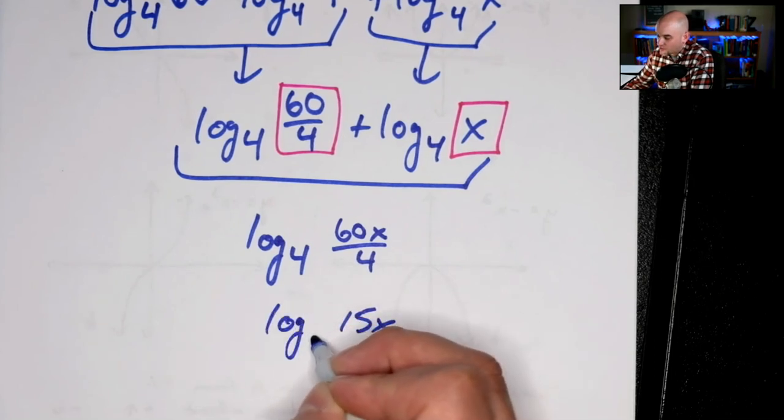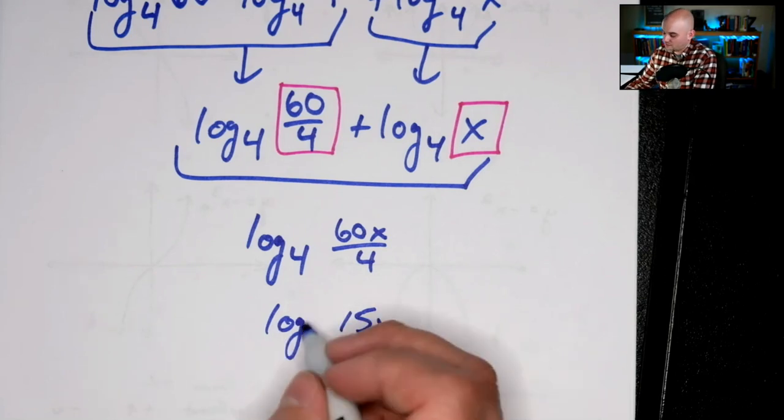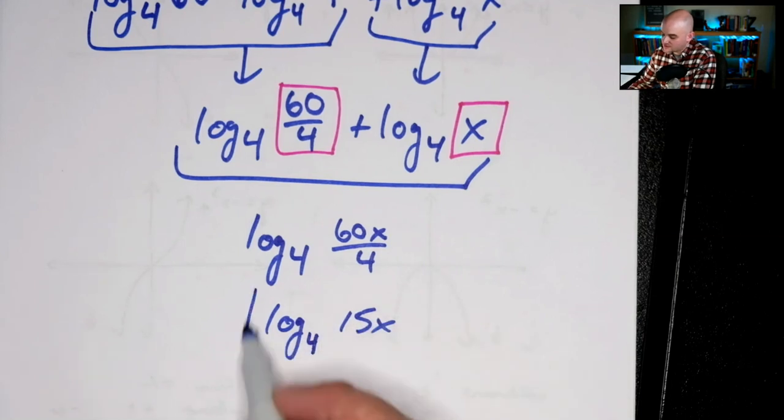But make sure you're writing the base, okay? Don't forget, don't just give me log of 15x. That would be base 10, and I'd have to count points off. Make sure you write the base in there, because that makes a difference.